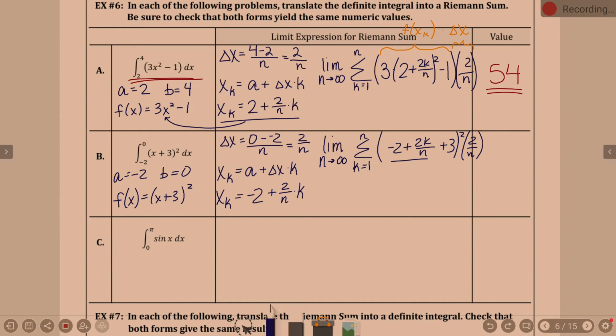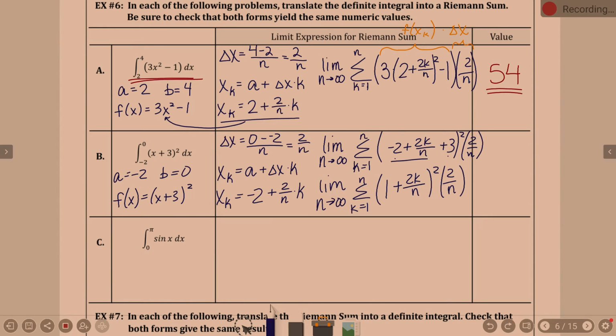Officially, you could also need to simplify it. Remember, when AP is multiple choice, you have to be able to acknowledge multiple different situations, right? What is the obvious simplifying that could be done? Negative 2 plus 3 could be rewritten as a 1 in there. So you could also write the limit as n approaches infinity of the sum from k equals 1 to n, and we could make it 1 plus 2k over n quantity squared times 2 over n. Okay.